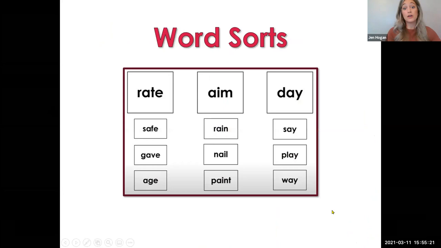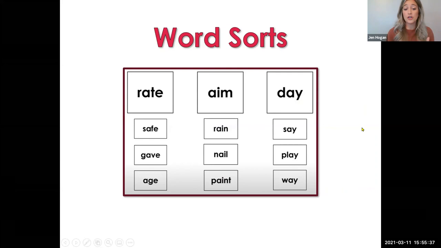Students can also engage in word sorts. The Mass Literacy Guide has a great link that has a lot of vowel team word sorts that are already made for you. That has been a great time saver for me to be able to take those word sorts and use them with my students.